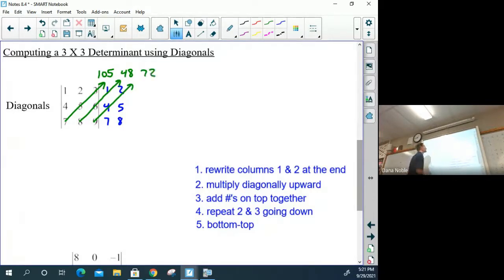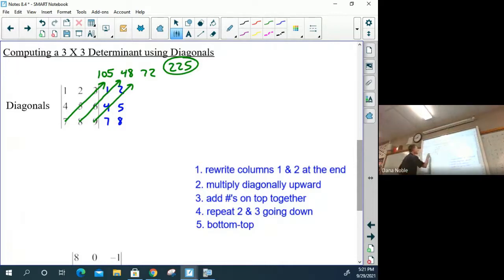We add those numbers together, and we get a grand total, because it says here in 3, add numbers together, a grand total of 225. I like to circle it out. So we've done that going upwards. Now, we're going to do that same process. Number 4, repeat 2 and 3 going downward.